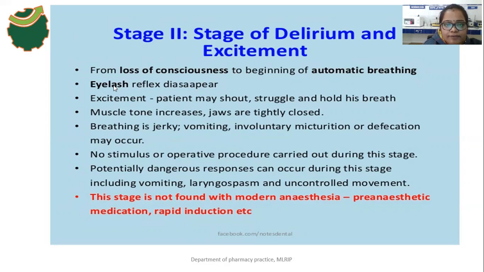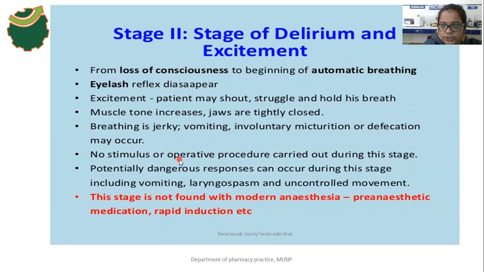In this phase the eyelash reflex disappears. The person may get very excited, which means the patient may shout and struggle, and in some cases the patient holds his breath. The muscle tone also increases in stage 2 and the jaws are tightly closed. The breathing is jerky, that is jerking respiration, and vomiting also occurs. Involuntary micturition and involuntary defecation also occur in some conditions.